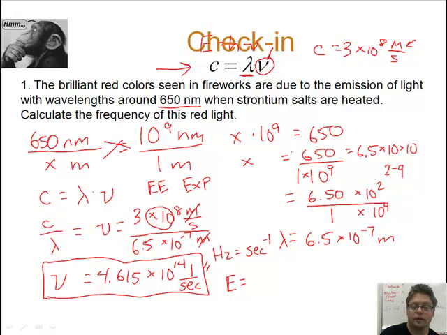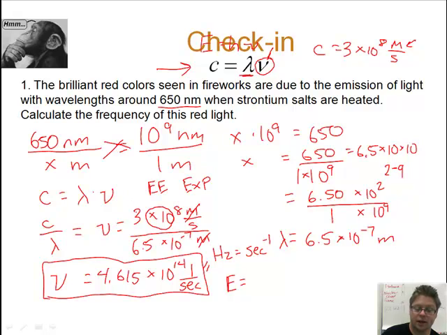Okay. This here will give us about 650 divided by 1 times 10 to the negative 9th. So you've got 6.50 times 10 to the 2nd divided by 1 times 10 to the 9th. And this here can give us the wavelength, which is 6.5 times 10 to the negative 7th meters.